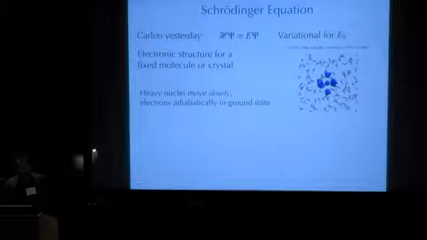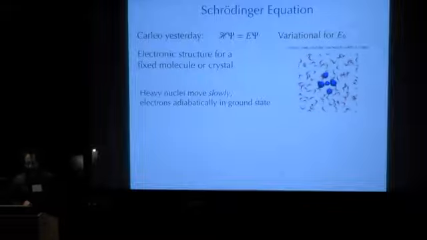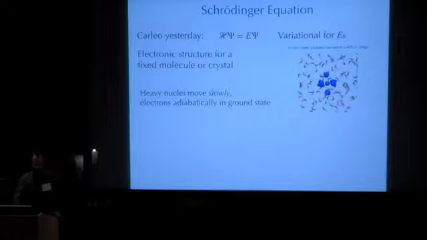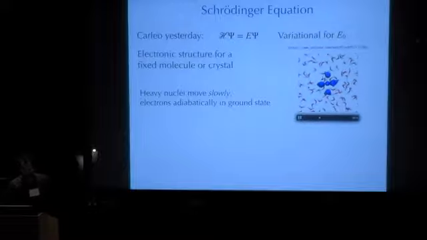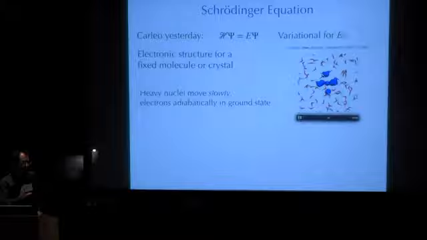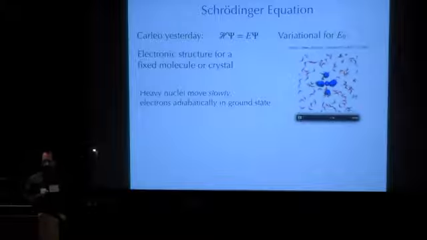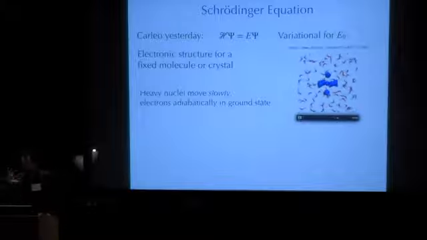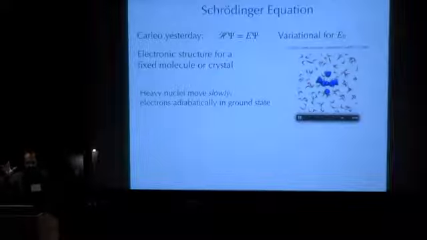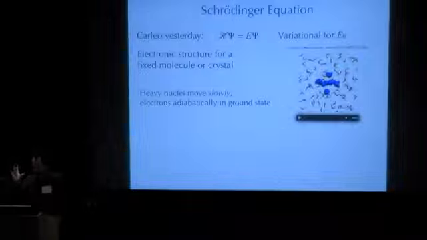Here's a little movie of a piece of water. And what you see is the electronic density. This is an isosurface of the electron density, which basically follows around how the molecules move. So the molecules are moving. They're not rigid. They vibrate. But the electrons essentially follow the nuclei.